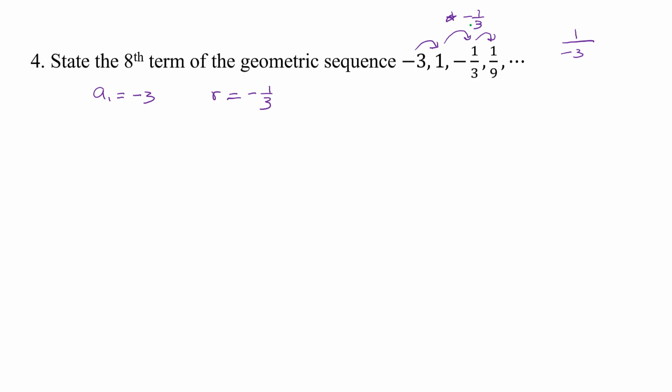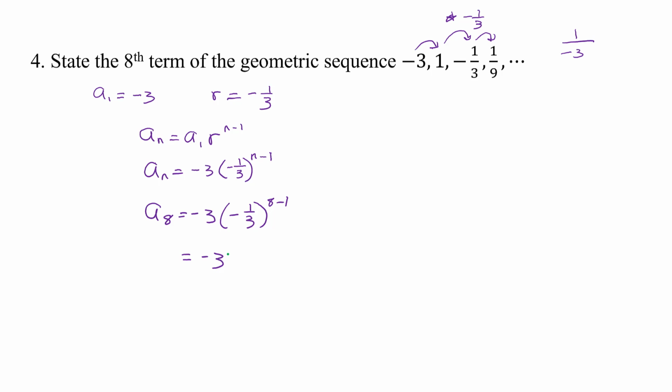For the 8th term of the geometric sequence, I'm going to use a formula to find that. The formula for the nth term would be a sub n equals a sub 1 times r raised to the n minus 1, where here our first term is negative 3, our common ratio is negative 1/3, and that's raised to the power n minus 1. So if we want to find a sub 8, we're just going to plug in 8 for n, and we have negative 3 times negative 1/3 raised to the 7th power.